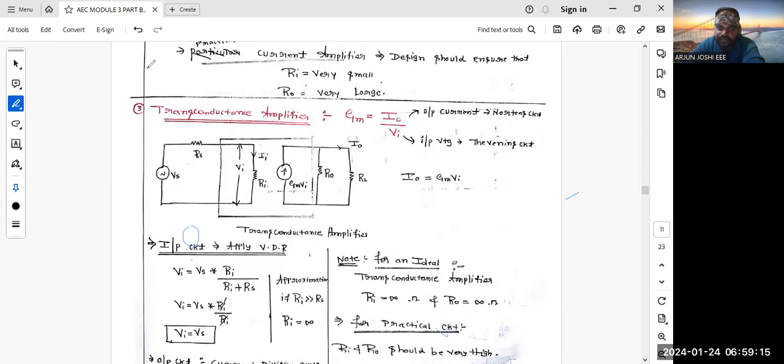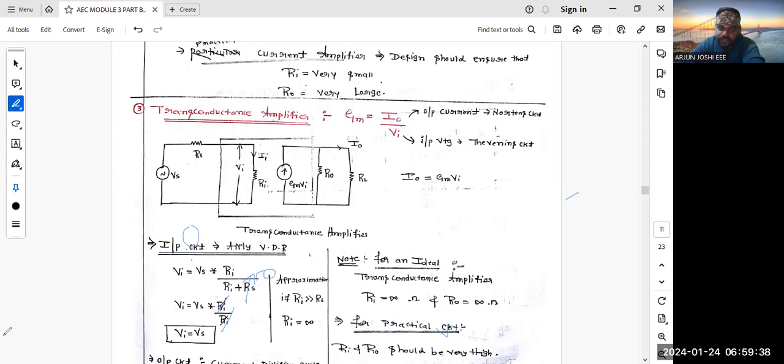Very simple. I want VI. VI is equal to VS across RI divided by RI plus RS. So one term is RS, which we should take less. RI is much greater than RS. In that time, what is going to happen? RS is going to be 0, RI is going to get cancelled, and VI is equal to VS.